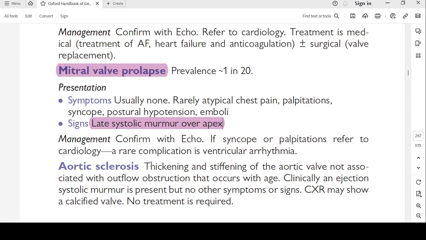Aortic sclerosis, thickening and stiffening of the aortic wall not associated with outflow obstruction that occurs with age. Clinically, an ejection systolic murmur is present but no symptoms or signs. Chest X-ray may show calcified valve. No treatment is required. So this is age-related aortic sclerosis.